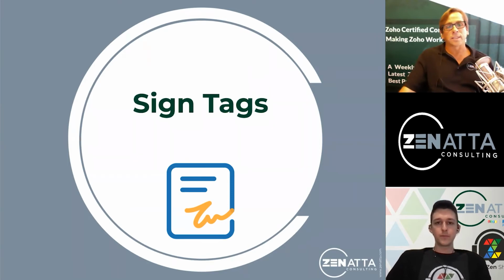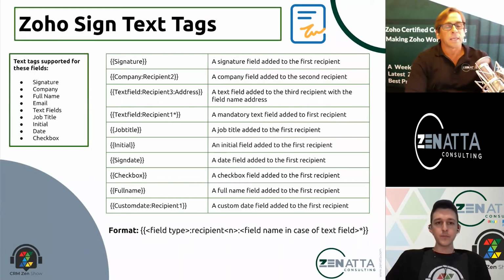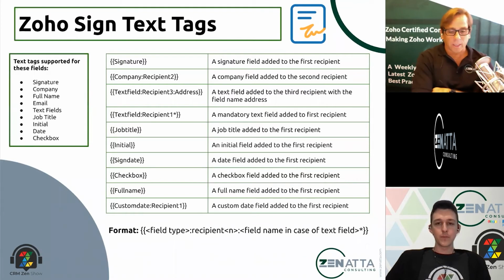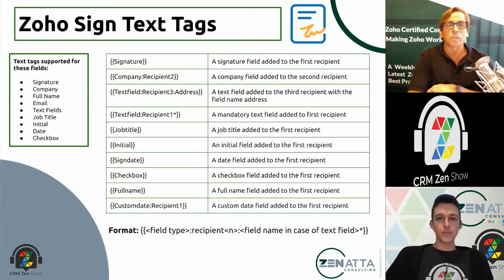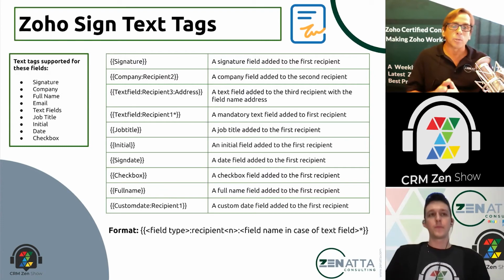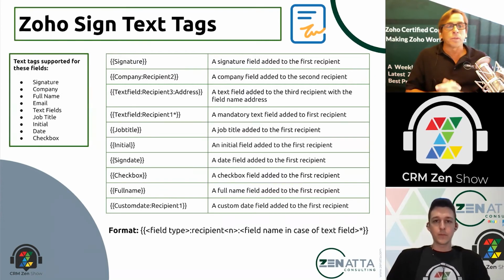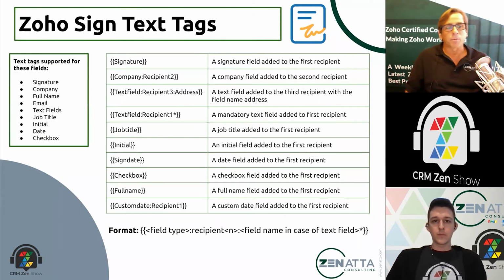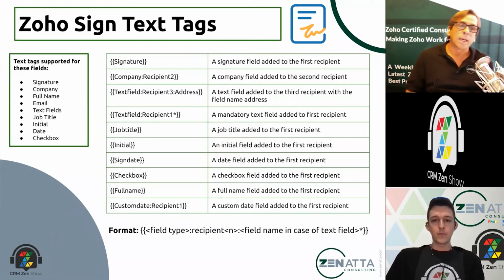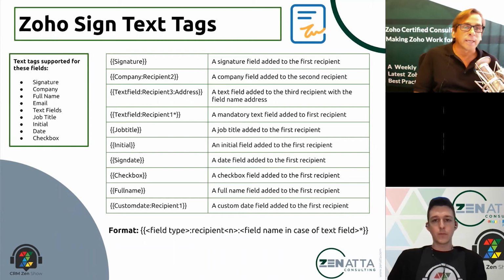So what is a sign tag? A sign tag allows you to embed things in a document. So let's say you have created a document and you want to just upload that document to Zoho Sign, and you want all of the fields to be completely pre-mapped for you. You can do that by the use of Zoho Sign tags.